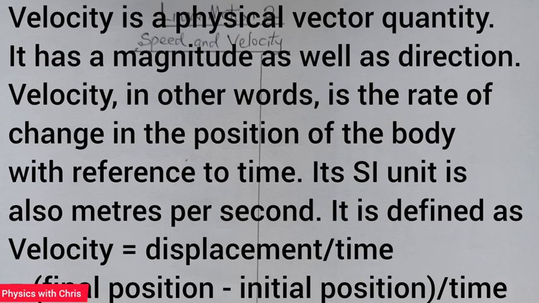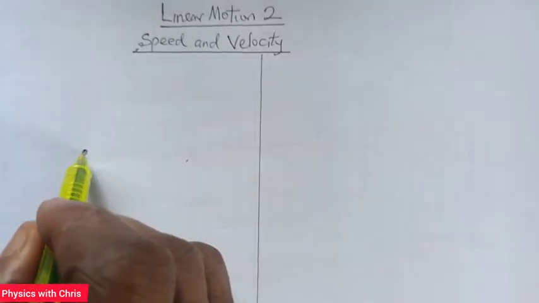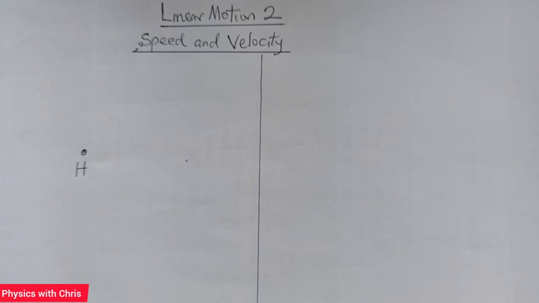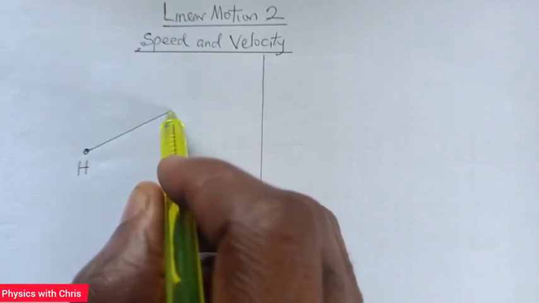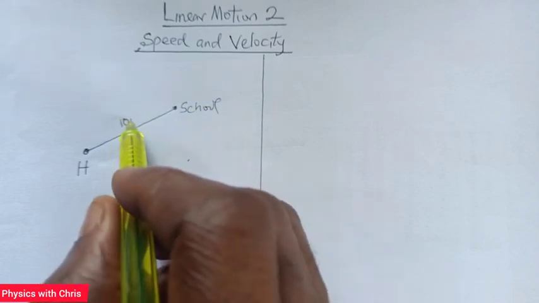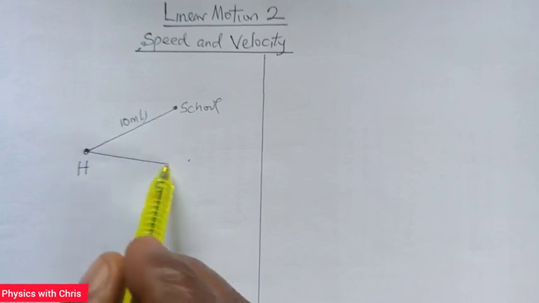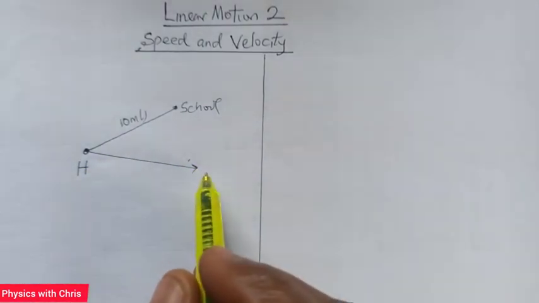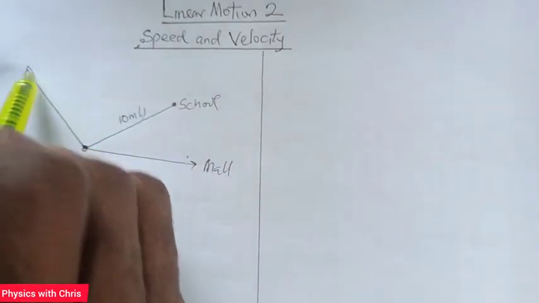Say the speed of a body is a scalar quantity, meaning that it has no direction. Let's take, for example, this is your house here at point H. Let's say you have a bicycle as a student. You ride your bicycle from this house to a point here, let's say to your school, at a speed of 10 meters per second. Or you can also ride at a speed of 10 meters per second to somewhere here, maybe a shopping mall.